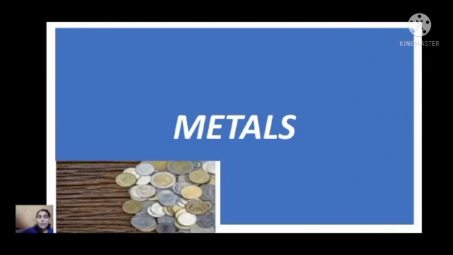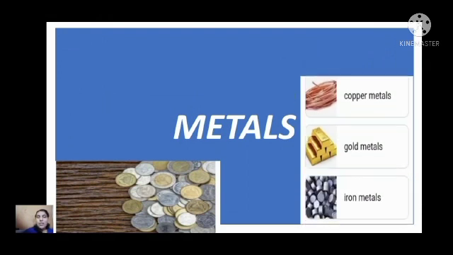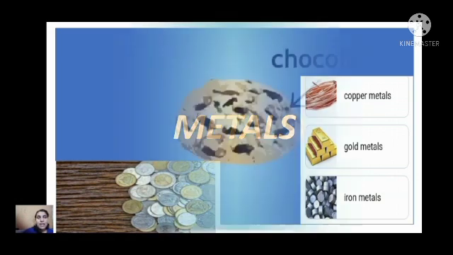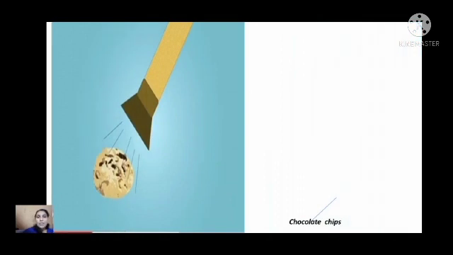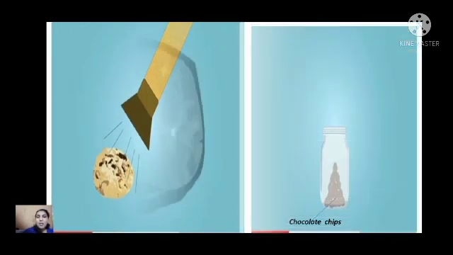Different kinds of metals we get from the rocks: silver, gold, iron, copper, etc. How is it? I will explain with one simple example. Listen here. Just imagine this cookie is a rock, and this cookie contains so many chocolate chips. The chocolate chips are the metals, and we have to separate the chocolate chips from the rock.